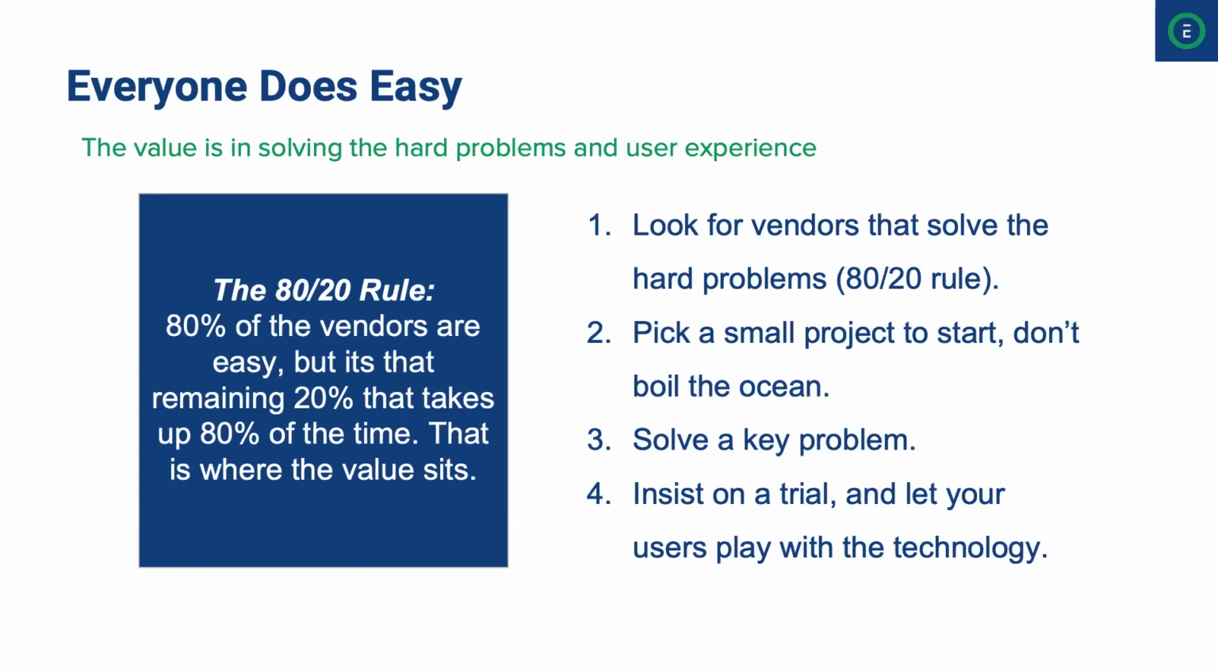Pick a known pain point that's small and manageable, in this case, the AP invoice process. Choose a high visibility, high impact issue that can provide immense value, which we showed, and I'll show you here in a minute. And always insist on a trial or a live demonstration. The proof is really in the pudding.